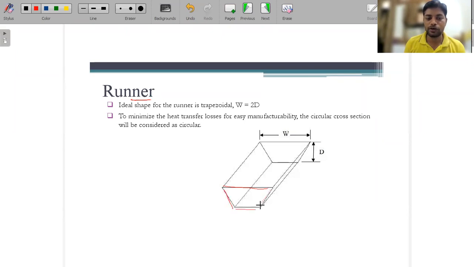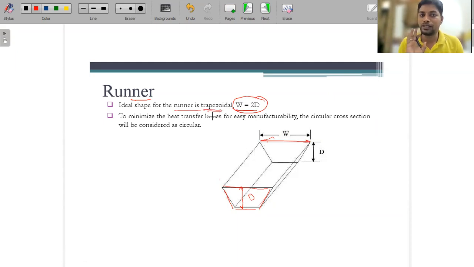This is the cross section. This is the width of that, and this width is nothing but twice the height, not the diameter. This d is basically the height. So d is the height here, and the maximum width is equal to two times that height. This is what we are considering as the trapezoidal shape.